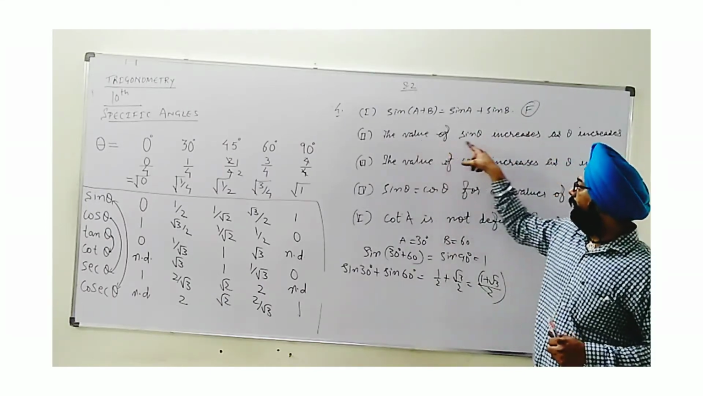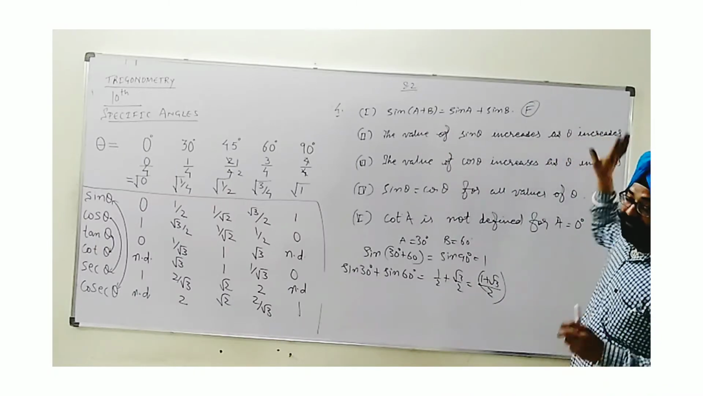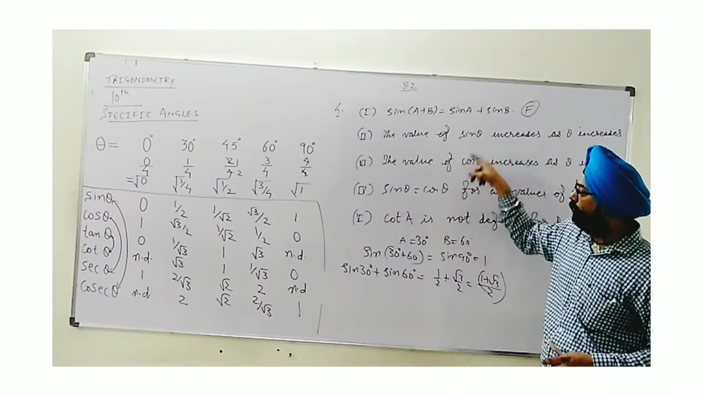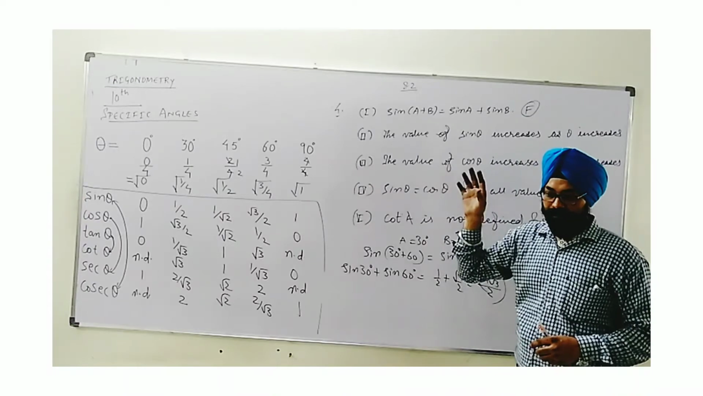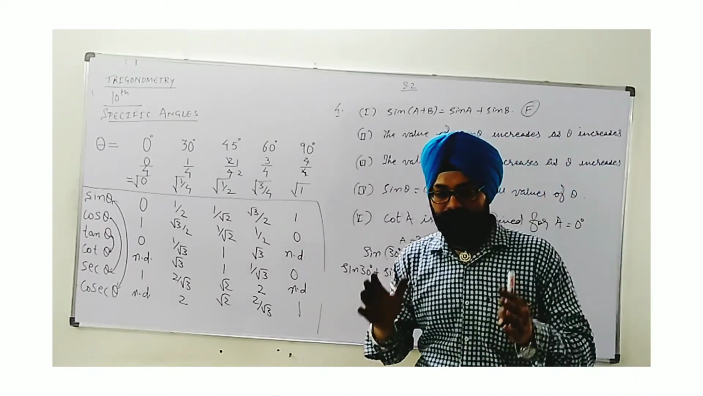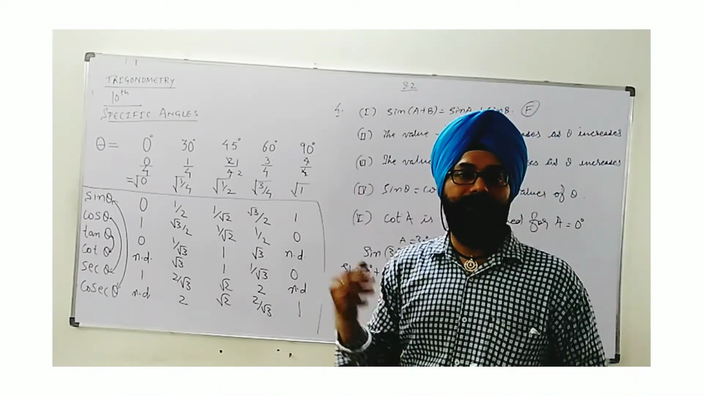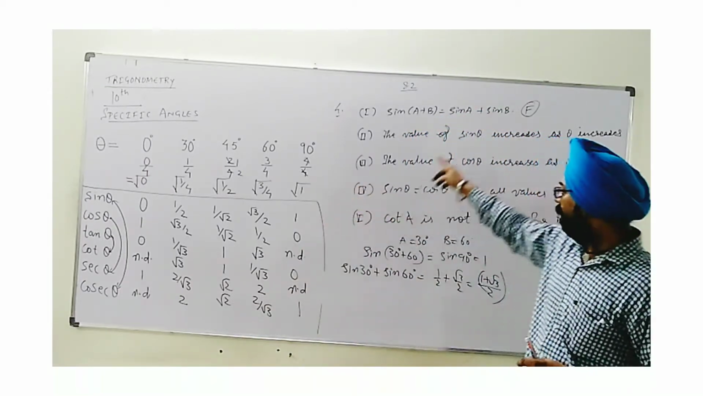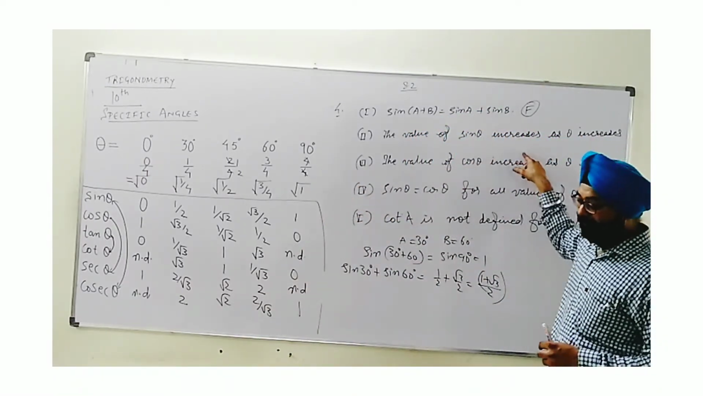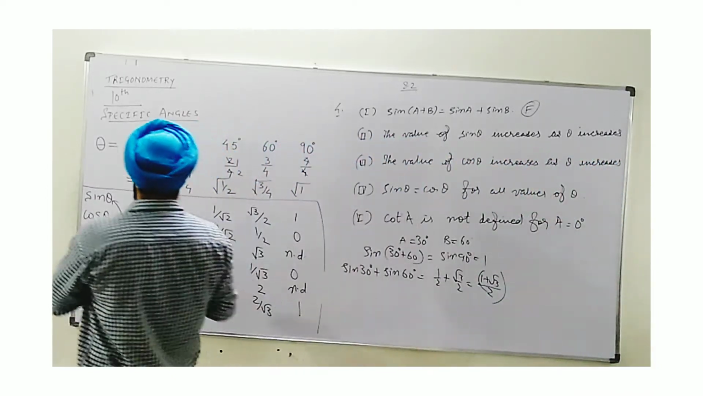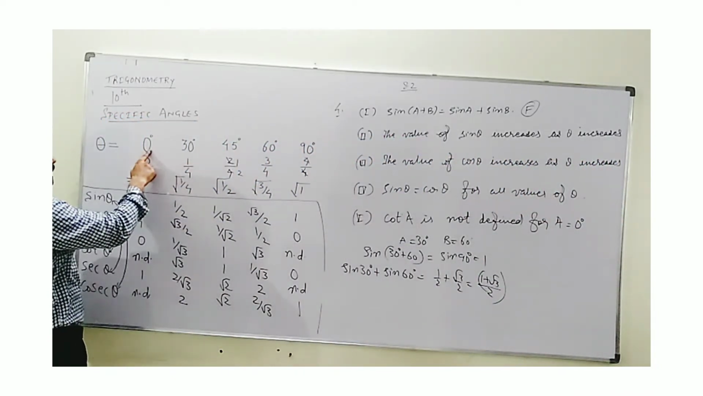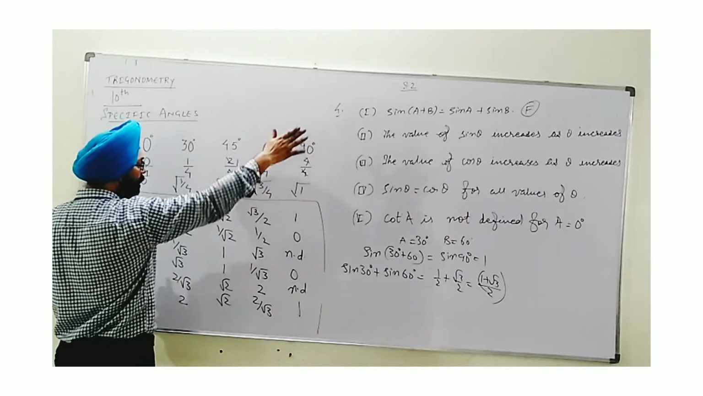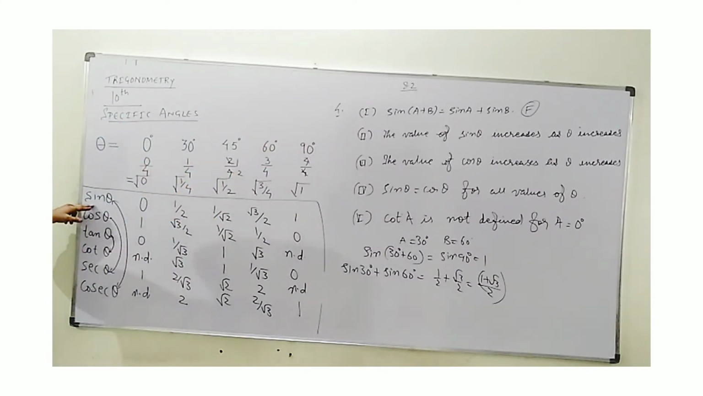Next, the value of sine theta increases as theta increases. Yes, I am talking about these two equations. When you see these functions, these ratios, at advanced level, you can study their nature. But for this table only, we will discuss whether sine theta increases as theta increases. As I see, theta is increasing from left to right: 0, 30 degree, 45, increasing the values of theta. So we need to see the nature of sine, whether increasing or not.